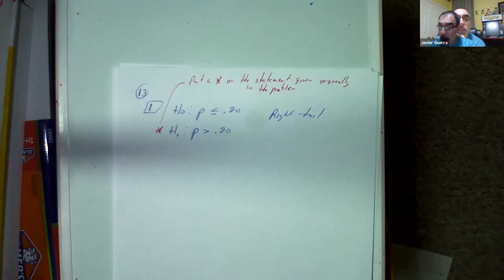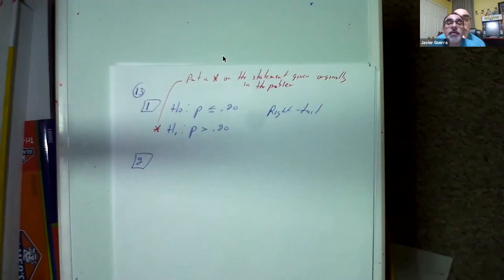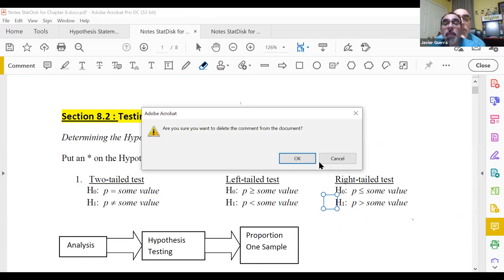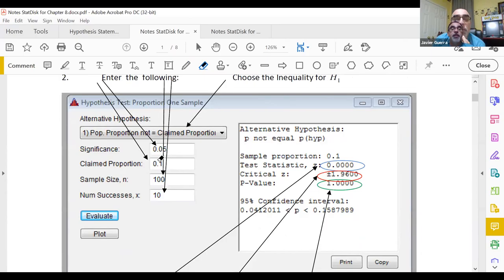Okay, so for step two, let me erase all this stuff. We don't need that no more. We already did step one. Step one is done. Now step two, we're going to scroll down on my notes, and I'm going to look for these 1, 2, 3, 4 numbers. I'm going to identify these numbers in the problem.